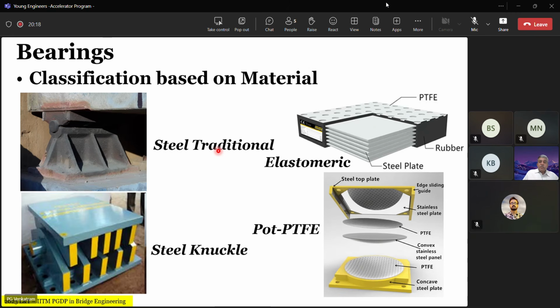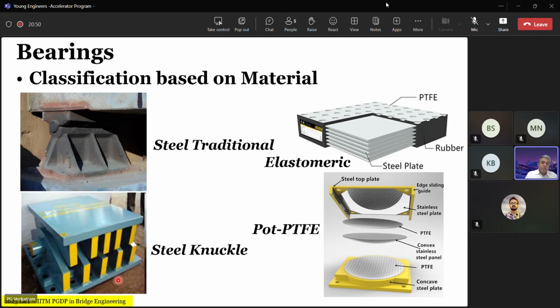Now, bearings can also be classified on the basis of the materials going into the components of the bearing. The easiest to understand is the traditional steel bearing, though you may not see this often nowadays. But in some of the older bridges, you can see the steel bearings. This is essentially like a rocker bearing, which allows for rotation but no translation.